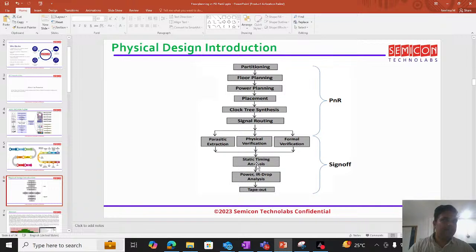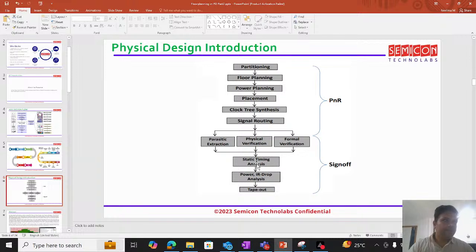Nowadays we are using the star-RC extraction even in physical design as well, so that we don't have to have any net delay variations between the PNR and the STA tools. In order to minimize that gap, we are trying to get the star-RC extraction even into physical design, right? Now we do the STA.